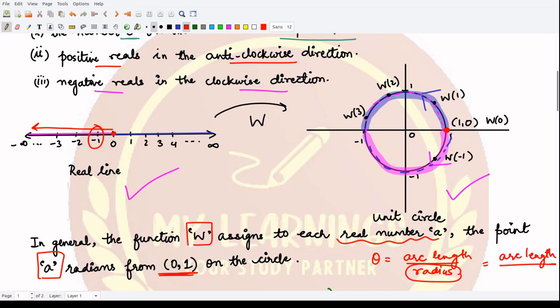So you see, whatever arc length we have, whatever is the distance from here to here, the same is being covered here. So whatever is the angle covered by this, that is same as this distance, right? So that is how they are defining it over here, and they are saying that to each real number a, we have a radians from the point (0, 1), correct?